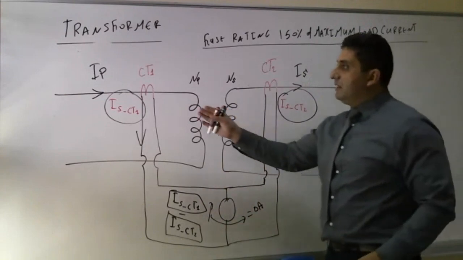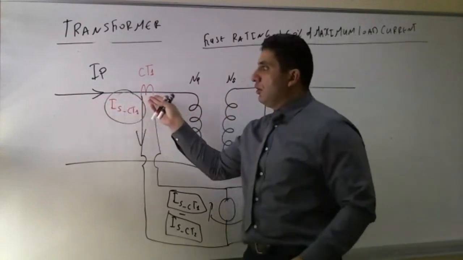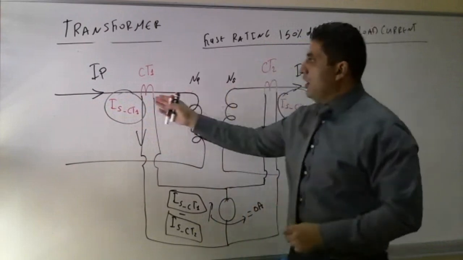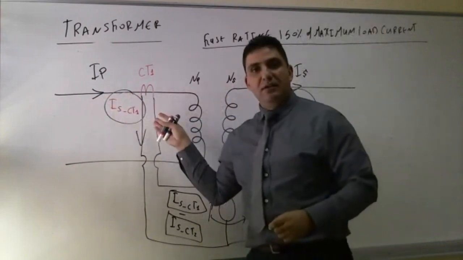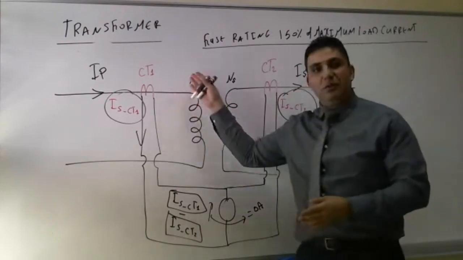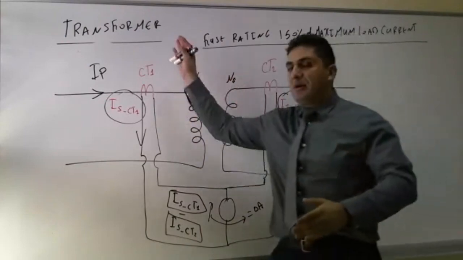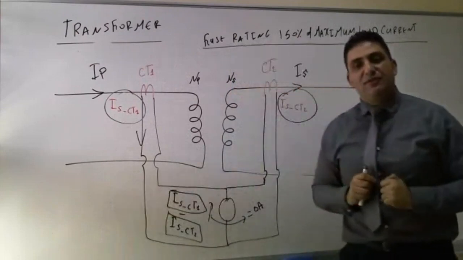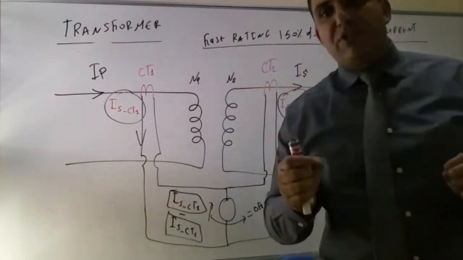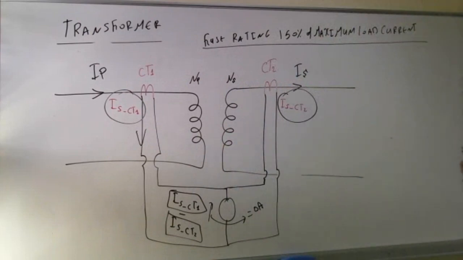This will make sure that if you have a current going in, you should have IS. If, for example, IP goes in and IS changes, that means you have a fault within the transformer. To protect the transformer, I will isolate the transformer. That's the idea behind the percentage differential relay for a transformer.